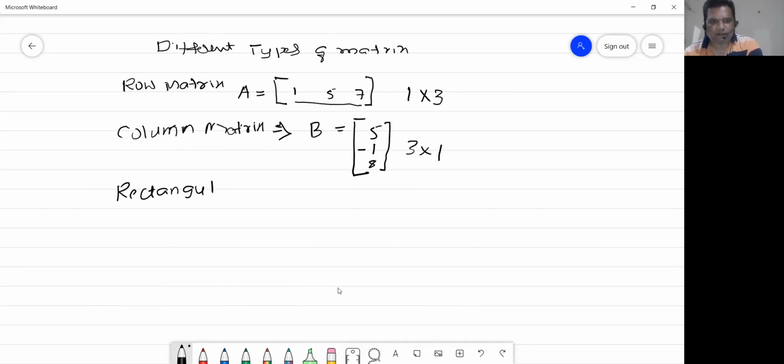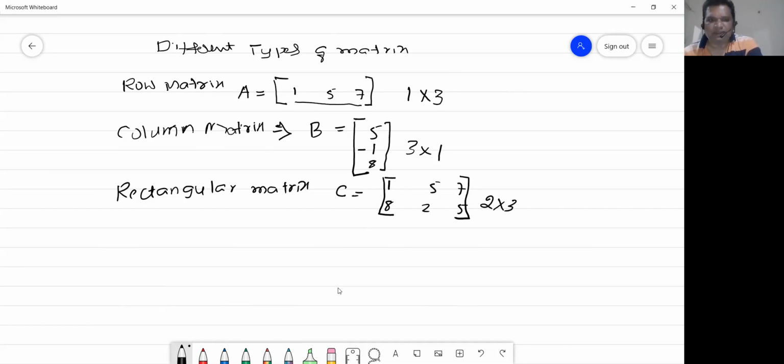Similarly, we'll go for the rectangular matrix. I will denote this as C. In rectangular matrix C, I will write 1, 5, 7, 8, 2, 5. This is a matrix called the rectangular matrix. How many rows are there? 2 rows. And how many columns? 1, 2, 3 columns. Order is 2 into 3.